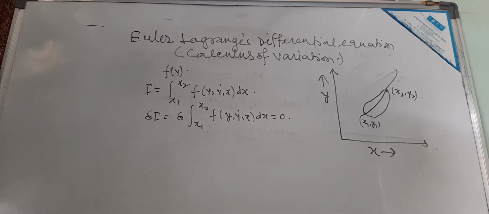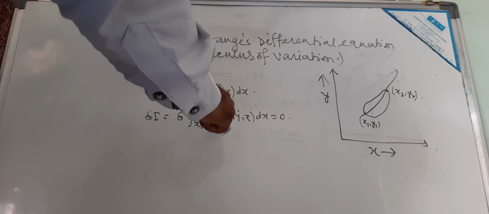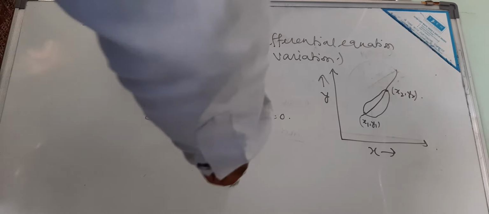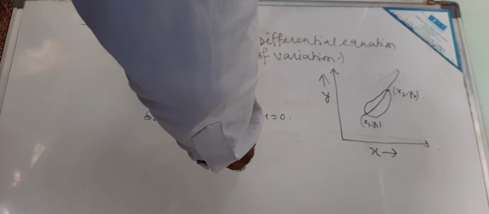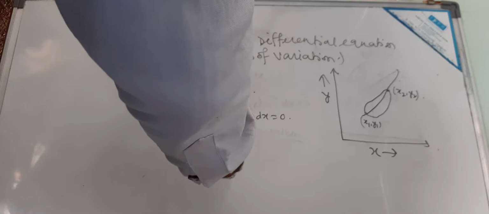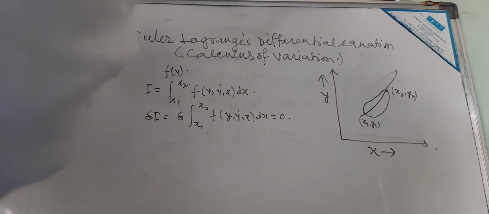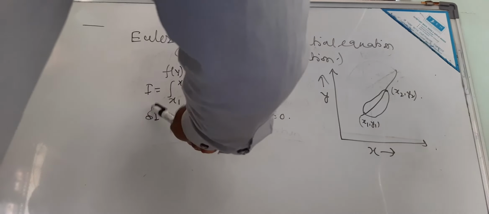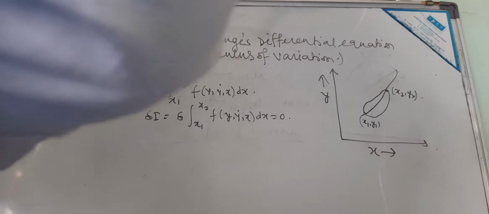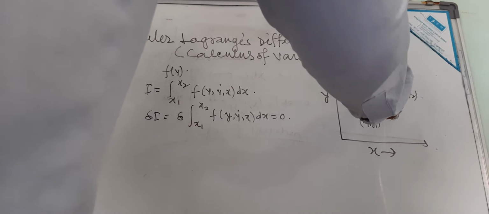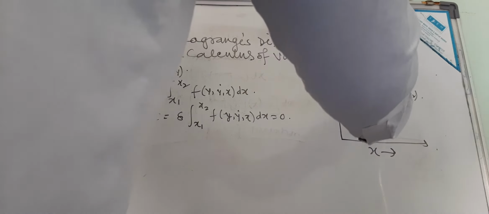So we integrate this function, which contains the dependent variable and the independent variable. This is our dependent variable y and its derivative y prime, and this is the independent variable. The integration of this function is equal to 0, and that is our interest. Delta is called the variation. If this is our stationary path, the variation compares it to any other path. That is the meaning of delta I.